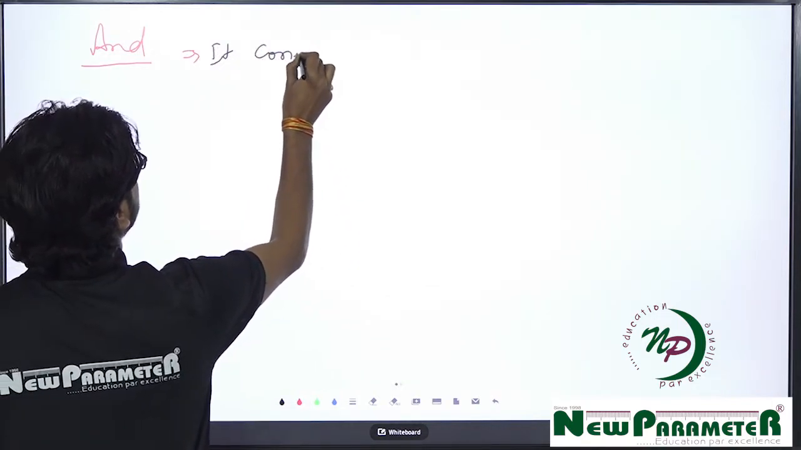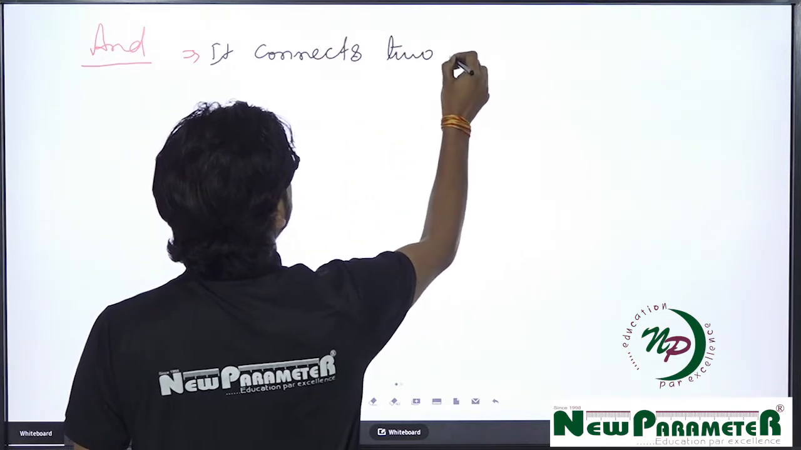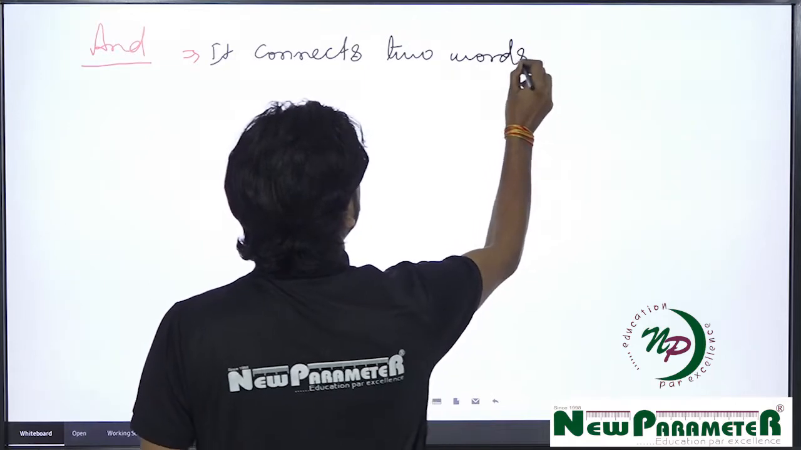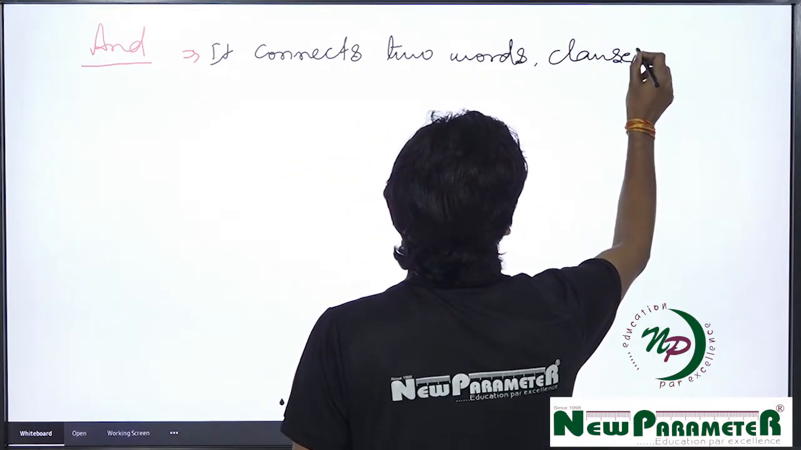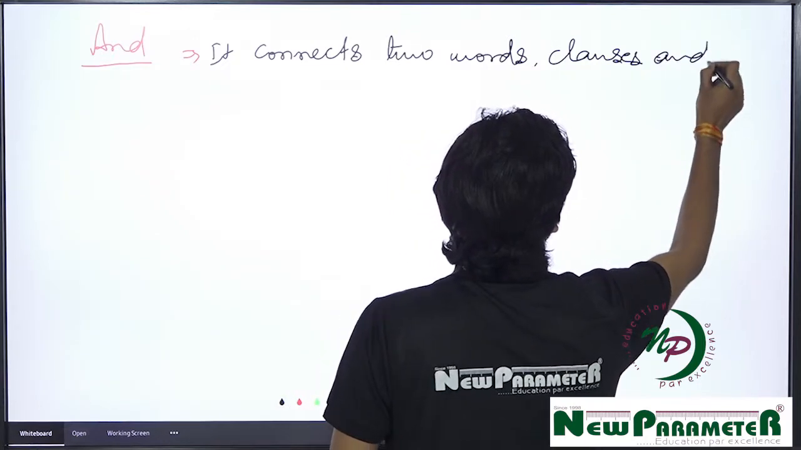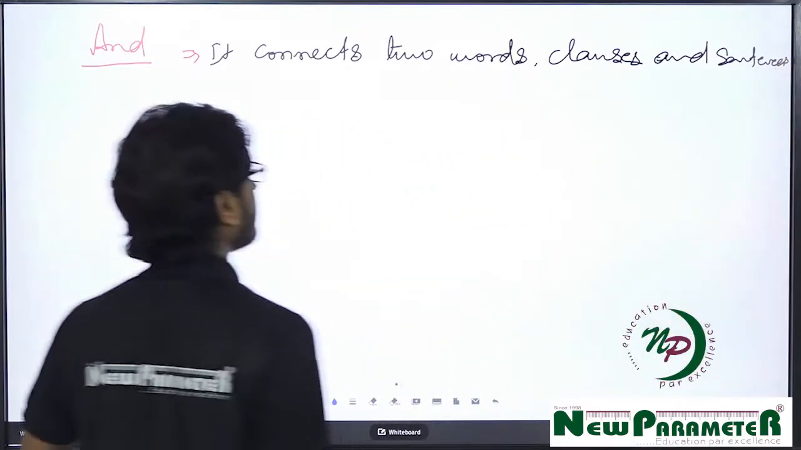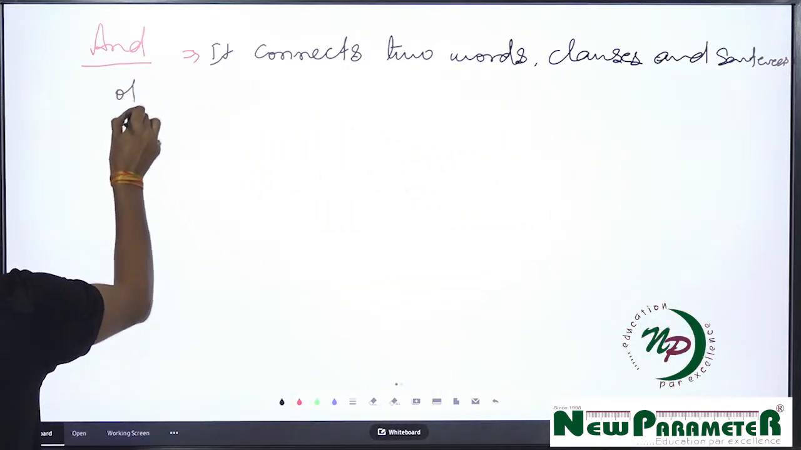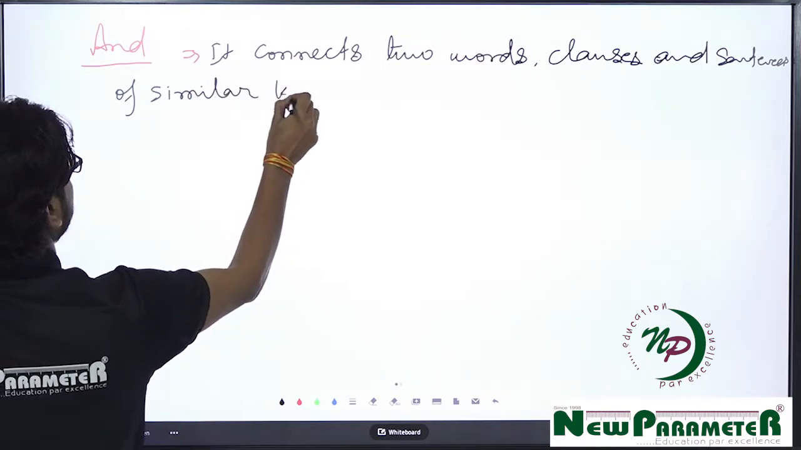It connects words, clauses, and sentences of similar kind. Similar kind means what?